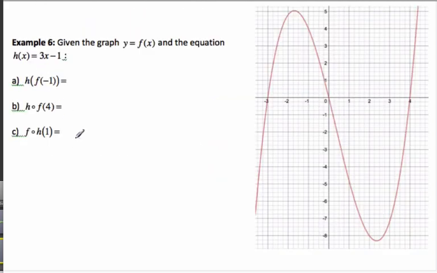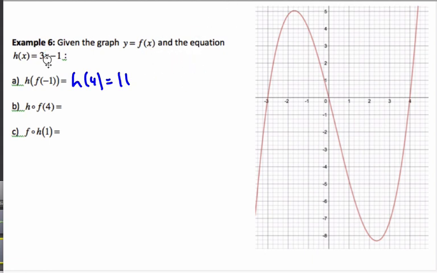One more example to consider. Here's another representation of a function. Here is f is the graph, and h is my function. I'm going to do f of h of negative 1. So f at minus 1, if I look at my graph, I go from negative 1, and I see that that is 4. So this is saying h at 4. I plug 4 in here, and it's 3 times 4 is 12, minus 1 is 11.